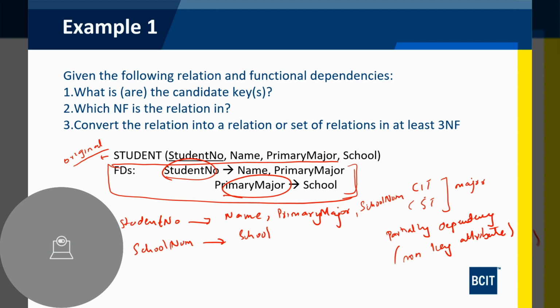Why is student a weak entity? Because students cannot exist without a school. So the student entity is a weak entity, and you place the foreign key in the weak entity.